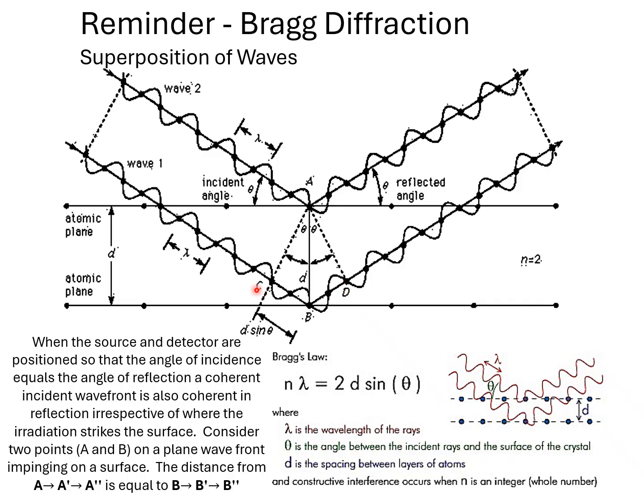Now, in this case, the path difference is between when this wave is being reflected off the top surface, and this wave is also reflected off the next layer down. This path difference, going from C to B to D, has two wavelengths involved.